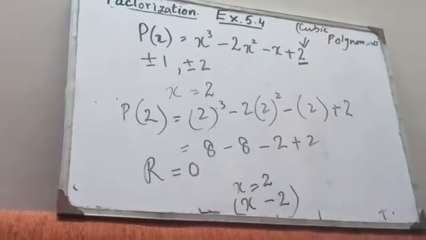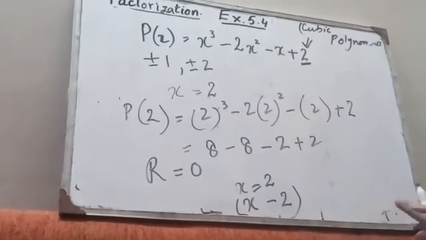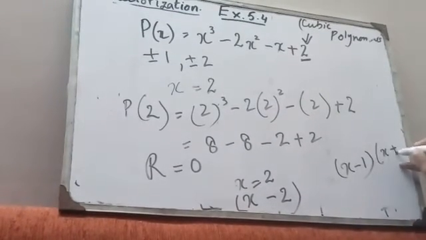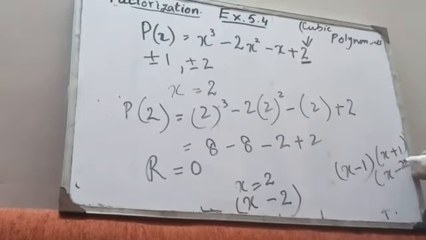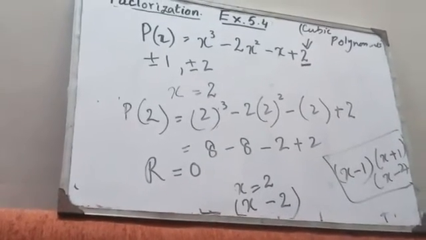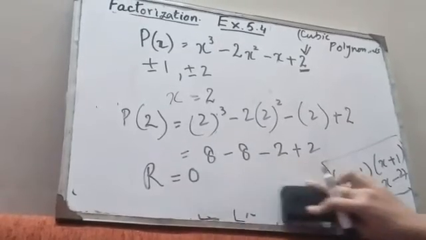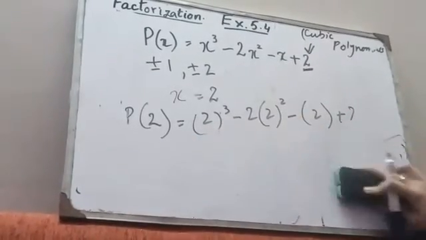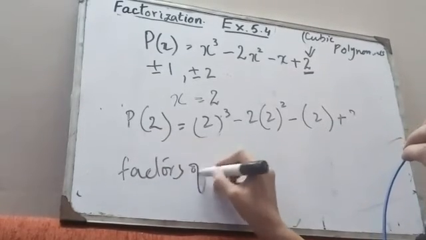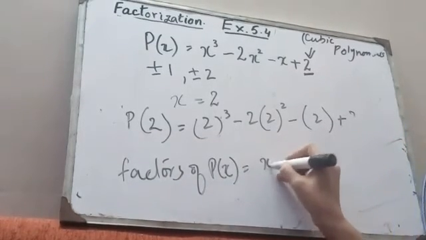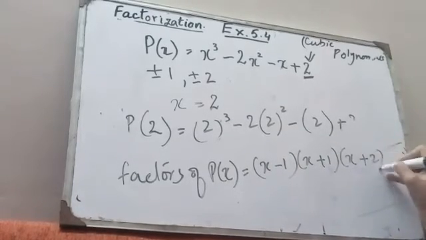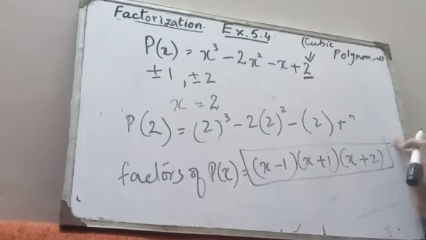As soon as we get 3 factors, we leave this procedure and our answer is x minus 1, x plus 1 and x minus 2. These are the 3 factors of this cubic polynomial. Because it is a cubic polynomial, the factors should be 3. And how do we write our answer? Factors of polynomial P(x) are x minus 1, x plus 1 and x minus 2. These are the 3 factors of this polynomial.